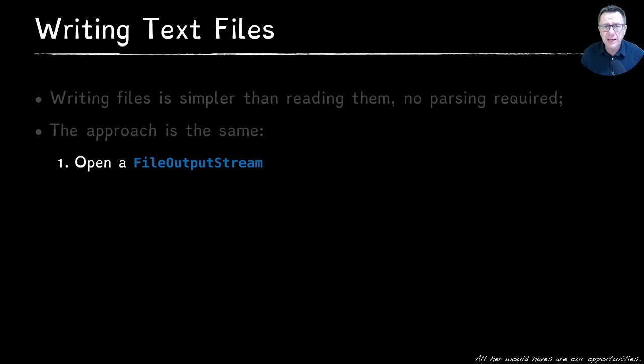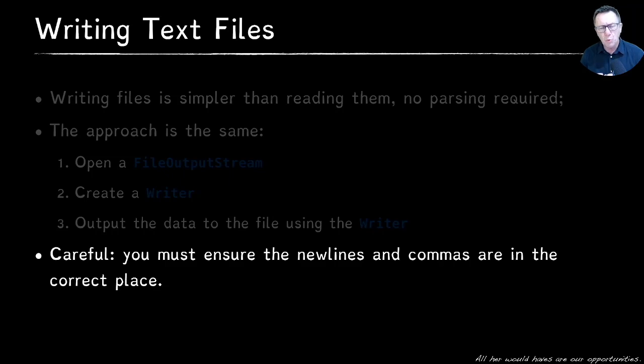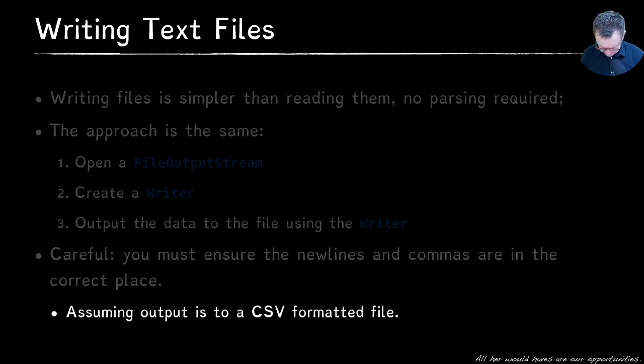We open a file output stream. So we're going to have our stream running out. We now create a writer, okay? And that's going to really write to the stream. And we output the data to the file using the writer object. That's it. Now, what you need to be aware of is new lines and commas, and make sure when you're writing they're in the right spot, all right? Otherwise you can find yourself in a little bit of a sticky spot. That's when we're going with the assumption that we are outputting to a CSV formatted file.